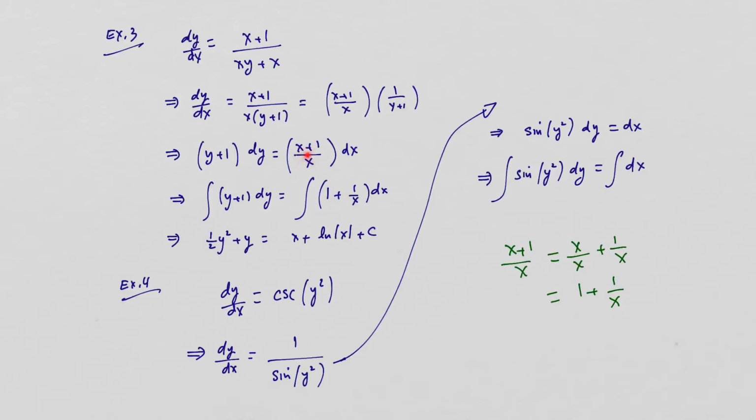The integral of dx is just x, and the integral of 1 over x is natural log of the absolute value of x, and of course there is another c. So I didn't finish it, but I hope you could finish it by yourself, because I didn't solve for y.